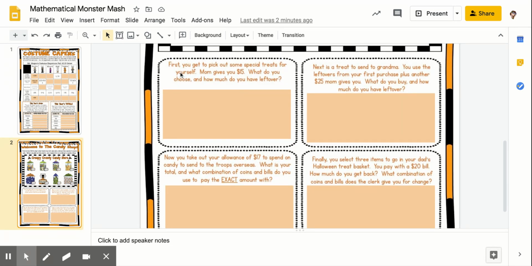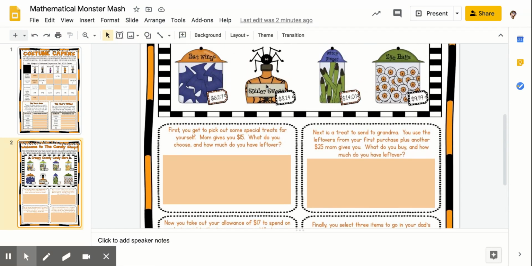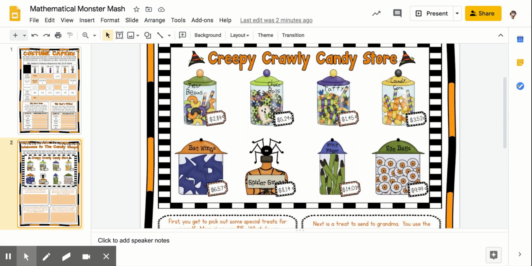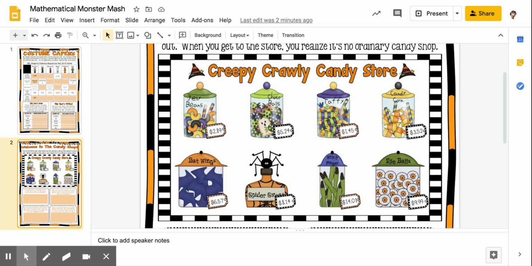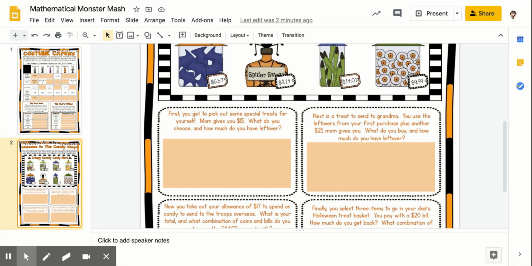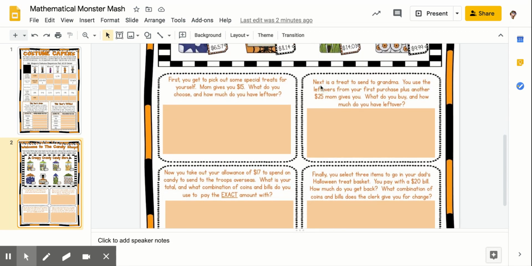So our first question is, first you get to pick out some special treats for yourself. Mom gives you $15. What do you choose? How much do you have left over, right? So you get to pick what candies you want to buy, right? Add them up, figure out how much change you have left after you spend that from that $15. Then the next question is going to feed off of that.